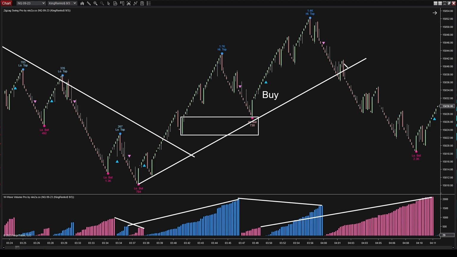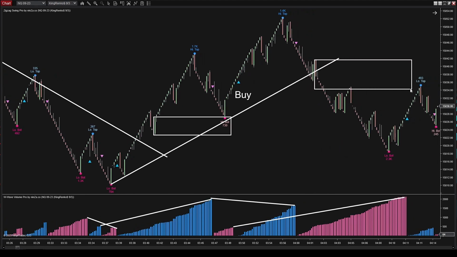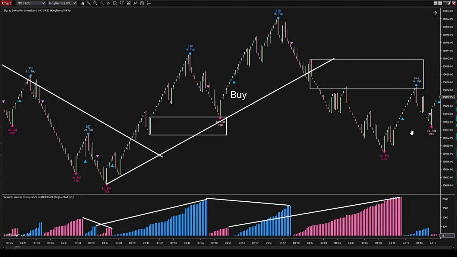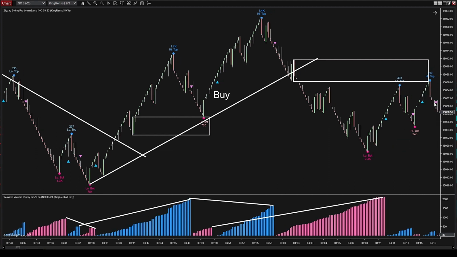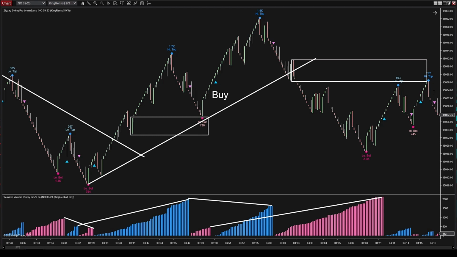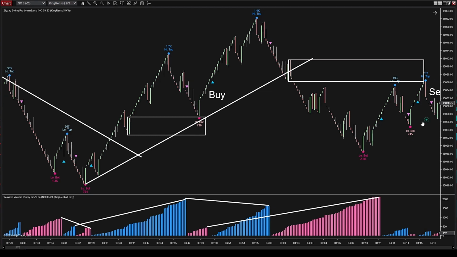Next, I will draw a resistance zone at the reversal bar where the trend line was violated. Although the price approaches the resistance zone, it rebounds instead of breaking through. Considering this observation, I will enter a sell position at this signal generated by WWave Volume Pro.